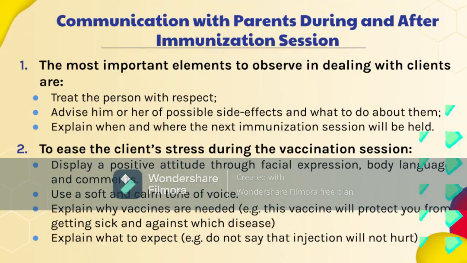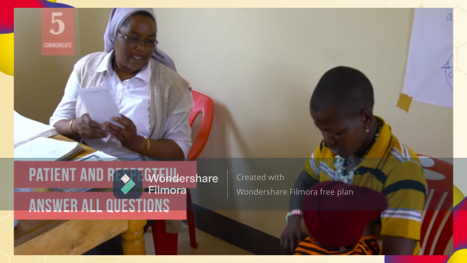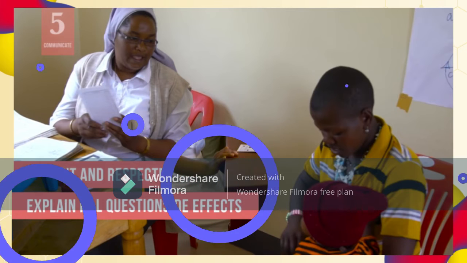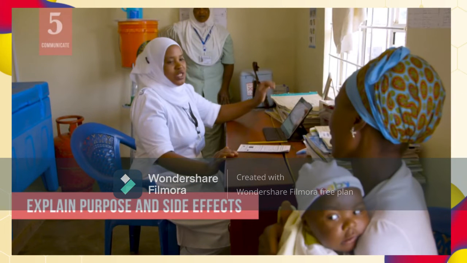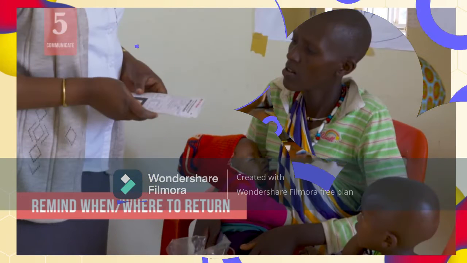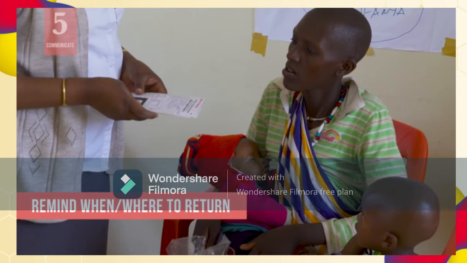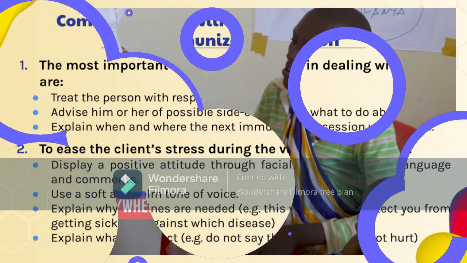The most important elements to observe in dealing with clients are the following. Treat the person with respect. Advise him or her of possible side effects and what to do about them. Explain when and where the next immunization session will be held. To ease the client's stress during the vaccination session, display a positive attitude through facial expression, body language, and comments.